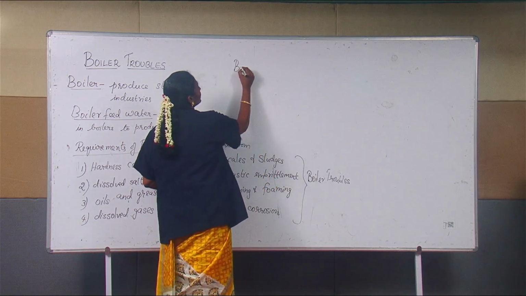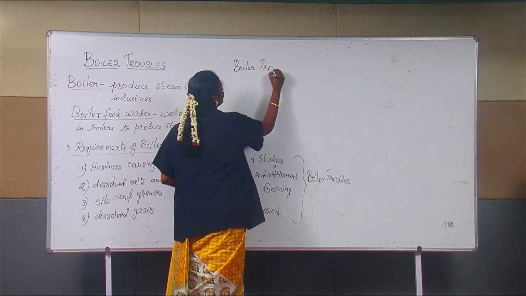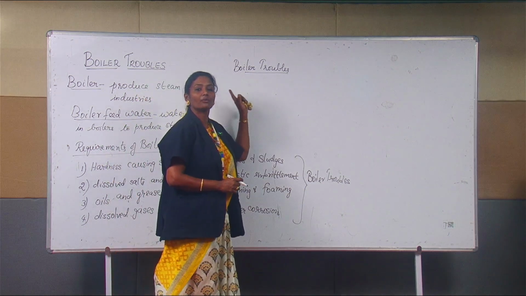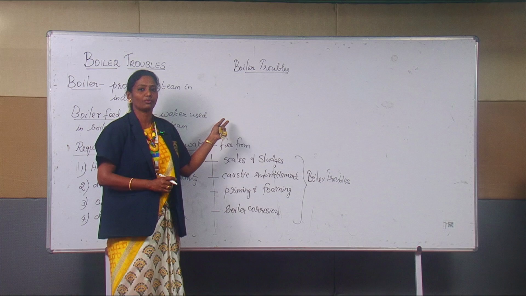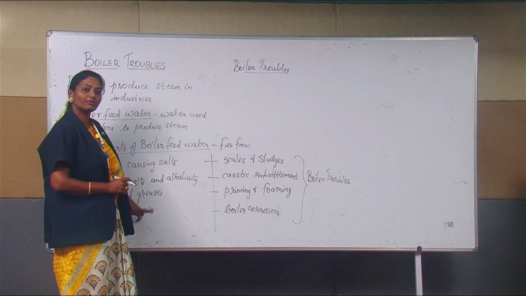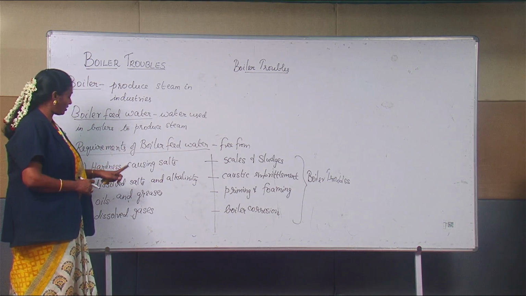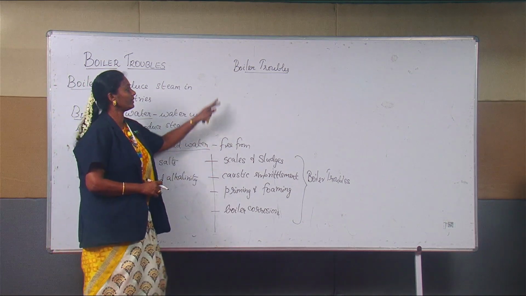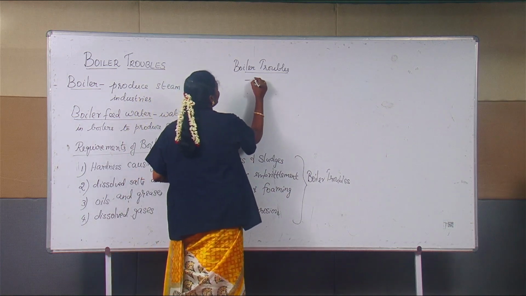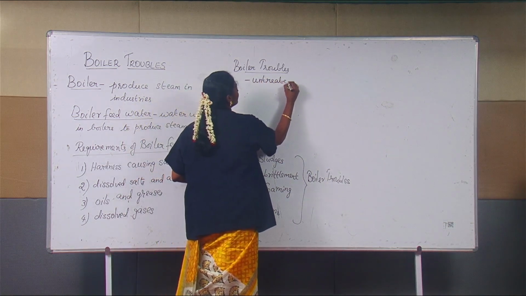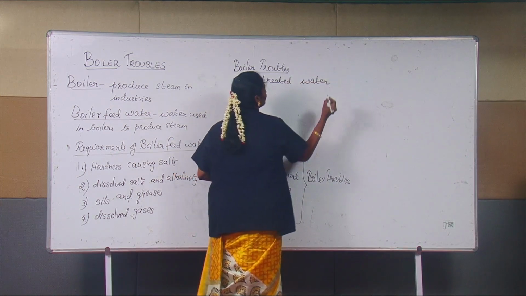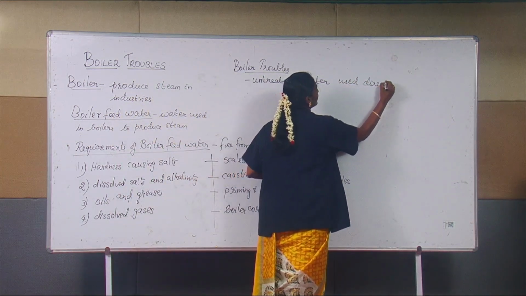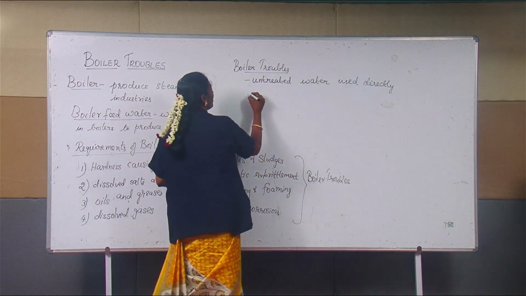So boiler troubles are a disadvantage caused to the boilers when we use untreated water directly from the water source. If the water doesn't contain any of these, such as hardness causing salts, dissolved salts, oils and greases, dissolved gases, then the boiler would be free from all these boiler troubles. So, untreated water used directly into the boilers.